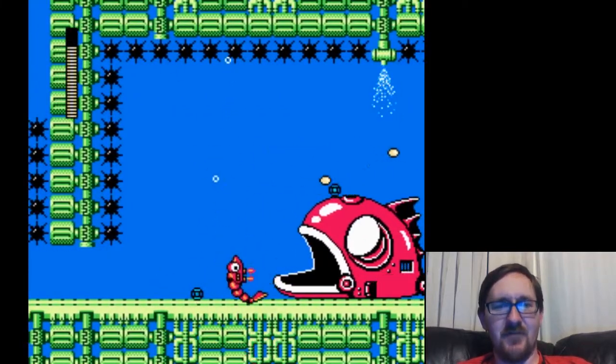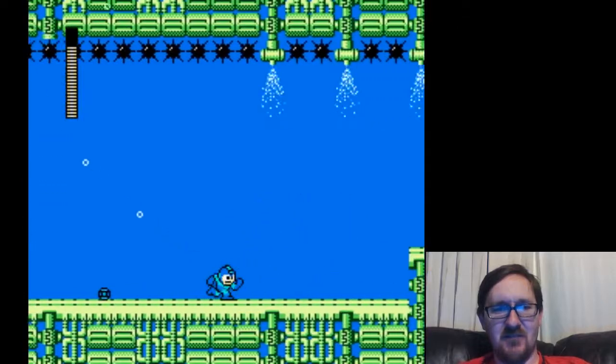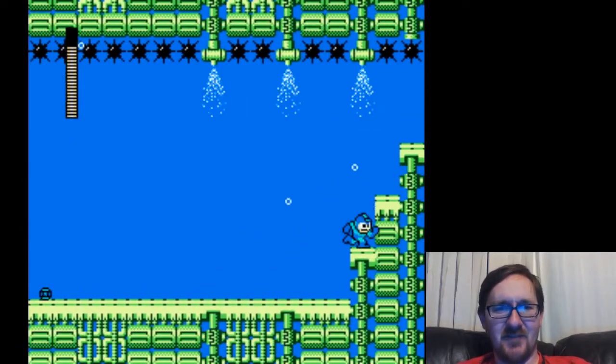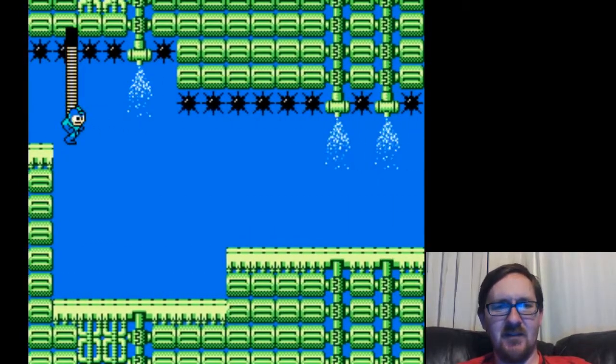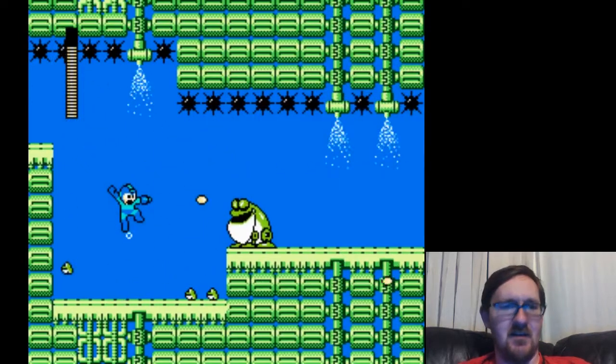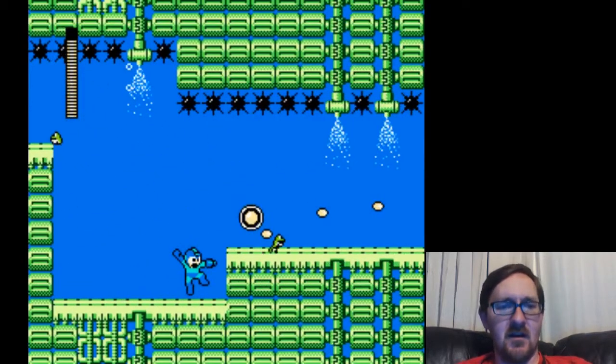Oh my god. And this too, who thinks of a giant fish that shoots out little shrimps to try to fight? That really is the definition of a madman, isn't it? And then these frogs again? Oh my gosh.